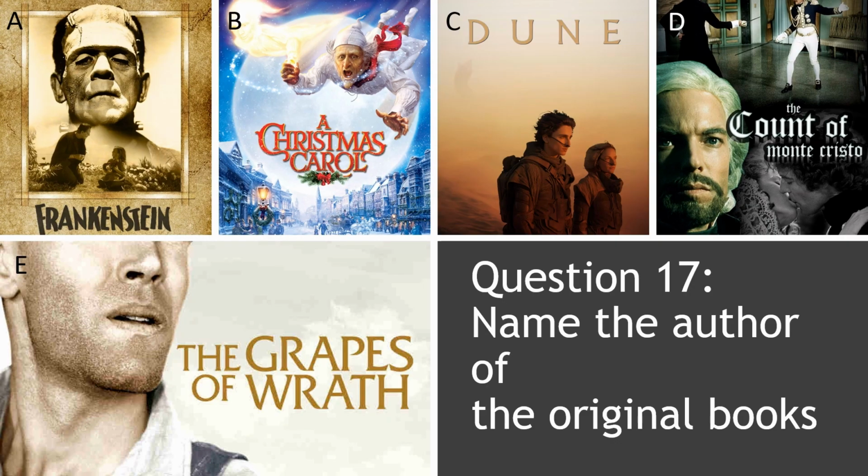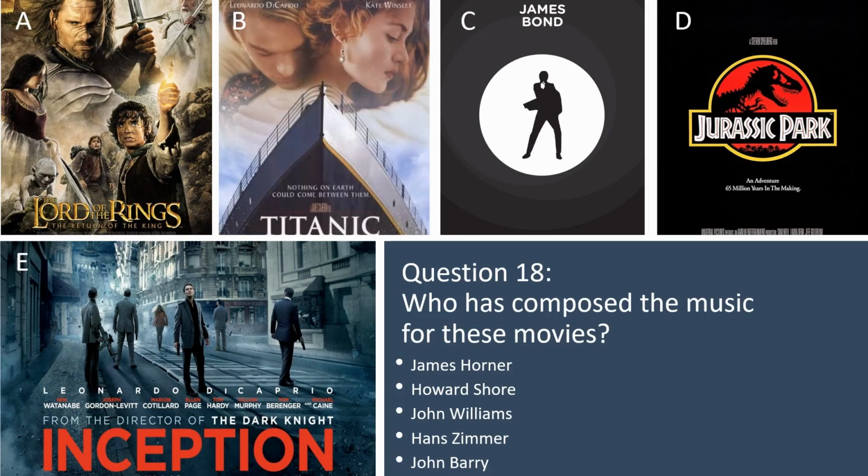And finally, who composed the music to these films? So Lord of the Rings was Howard Shore, Titanic was James Horner, James Bond was John Barry, Jurassic Park was John Williams, and Inception was Hans Zimmer.